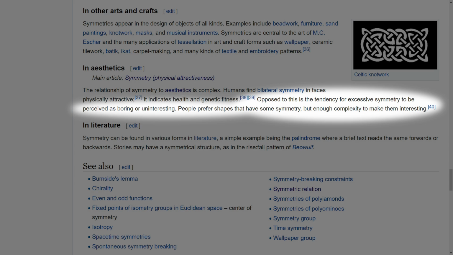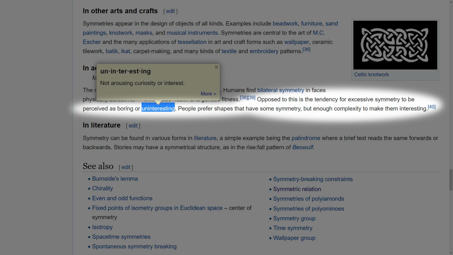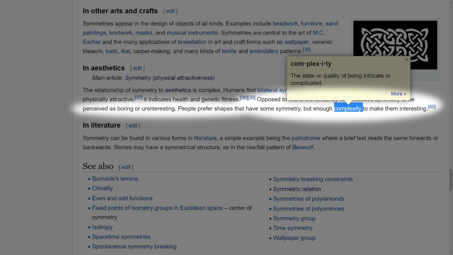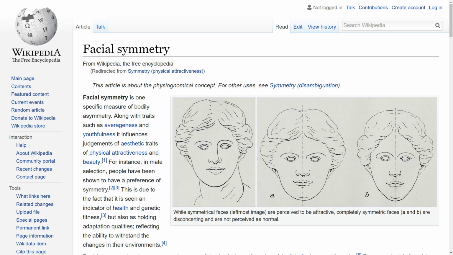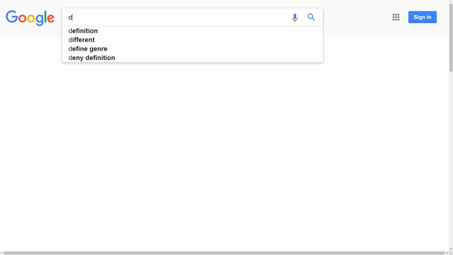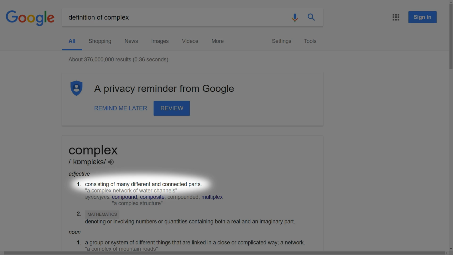Opposed to bilateral symmetry is the tendency for excessive symmetry to be perceived as boring or uninteresting. People prefer shapes that have some symmetry, but enough complexity to make them interesting. There is another whole Wikipedia page on a theory, but those two sentences sum it up pretty well. What does complexity mean anyway? A quick Google search says that it means consisting of many different and connected parts.